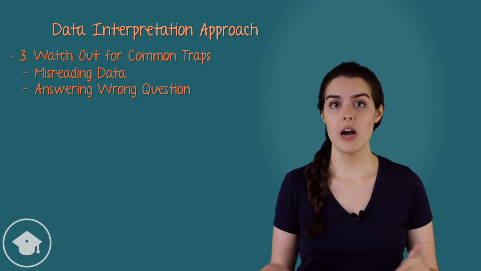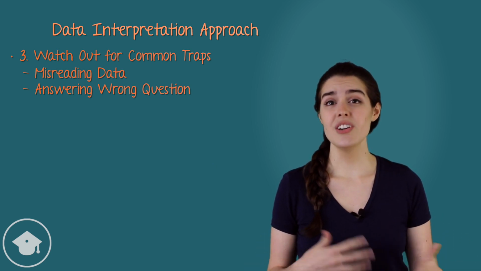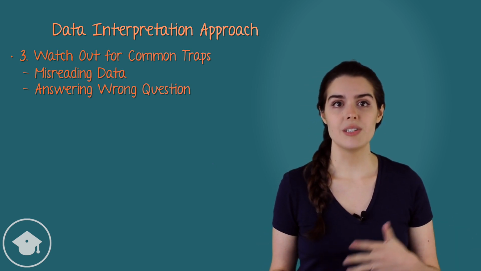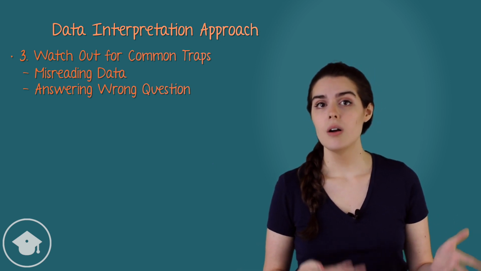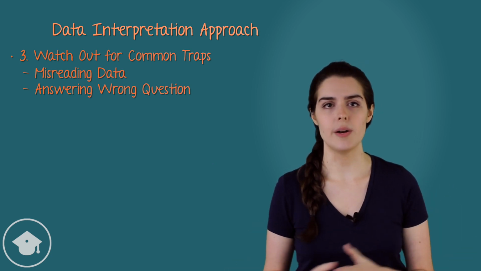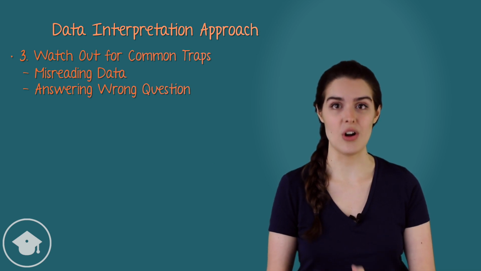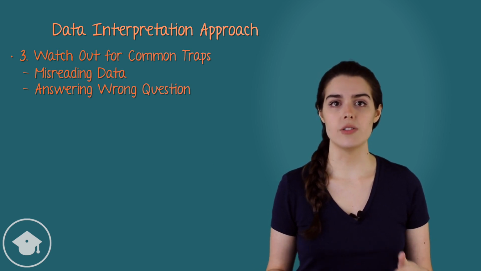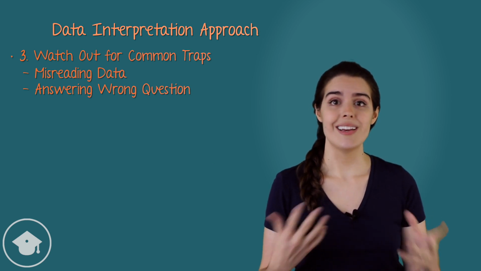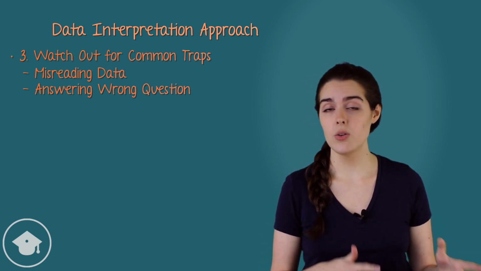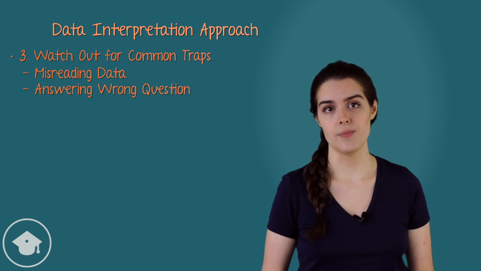For instance, when we have a graph with multiple lines or bars, it's very easy to answer the question for the wrong line or bar. When we have a table, it's easy to answer the question for the right row, but the wrong column, and so on. This is especially dangerous because the test makers want you to answer the wrong question, so they'll often include answers to these other good questions in the answer choices. So because of this, we need to be careful both in reading the question and confirming our answer.